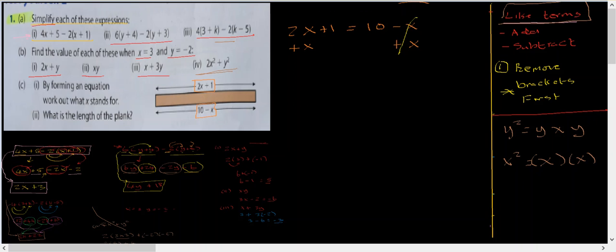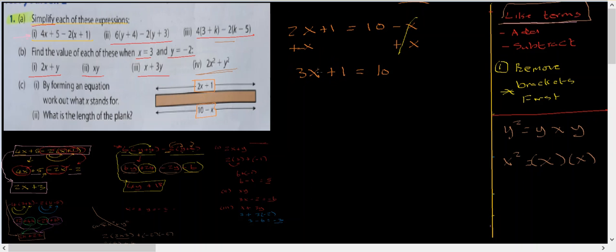And then what we can do is simplify this over here. If we have 2x and then we add an x, we're going to have 3x. So 3x plus 1 is equal to 10. Now what we're trying to do is get x on its own. We have this number 3 in front of the x, and this number 1 beside the x.